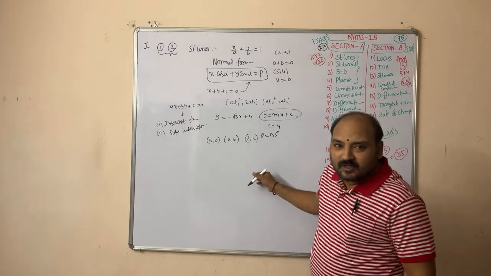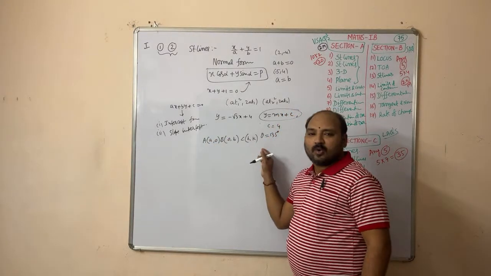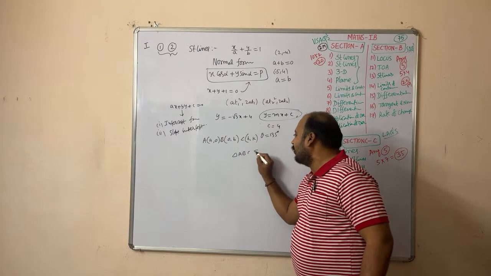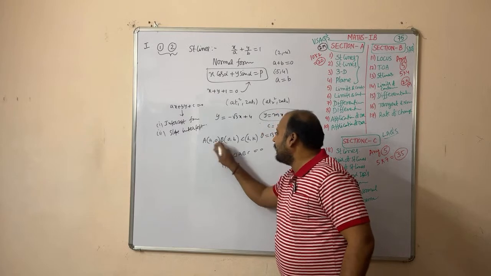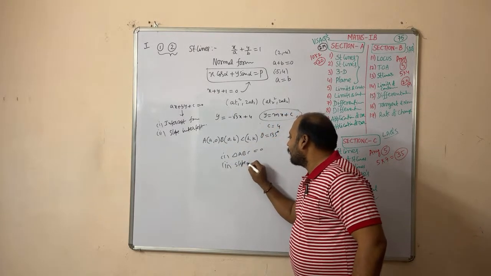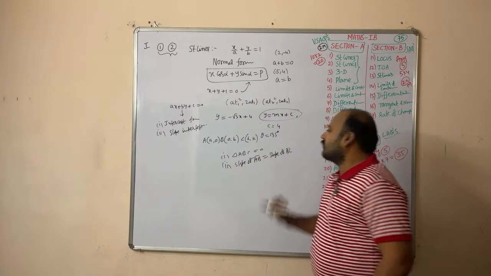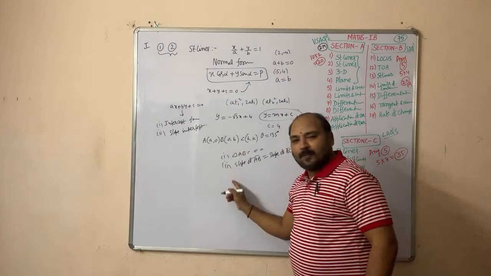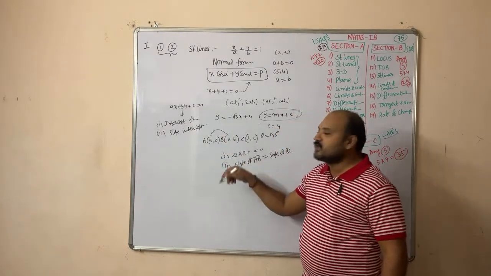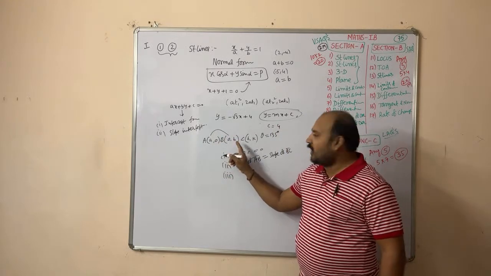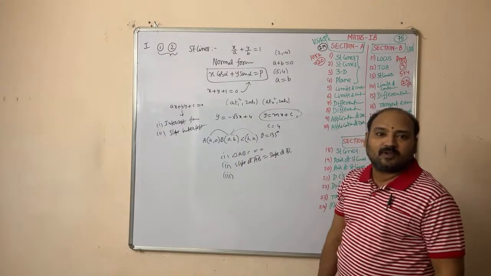Collinear concept is what? This is point A, this is point B, this is point C. If 3 points are collinear, the area of triangle ABC is equal to 0. Either this condition, or the slope of AB is equal to the slope of BC. Otherwise, if you don't want to apply these two, we have a third method also: find the equation of the line passing through A and B, and after getting the equation of the line, substitute the third point in this.